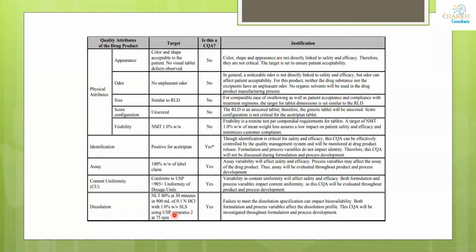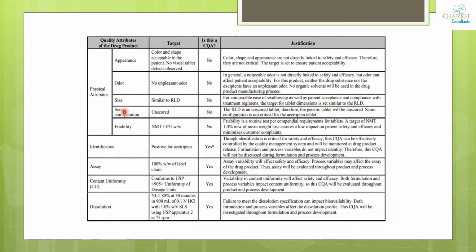If you talk about dissolution, you have set a limit that in 30 minutes the dissolution should be more than 80%, and whether it is really a CQA, you will say yes, because if it fails to perform well in dissolution, it will impact your bioavailability, because if the drug is not in solution form, it will not be absorbed. So just to identify whether the drug is coming into solution in the media, you have set a limit of not less than 80% in 30 minutes, and it is a CQA. So basically all the chemical parameters which are important for your safety and efficacy will be your basic CQAs.